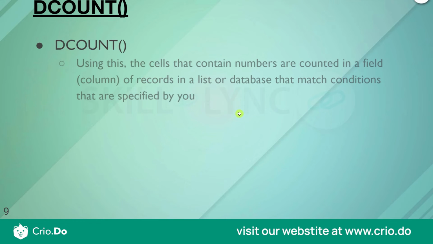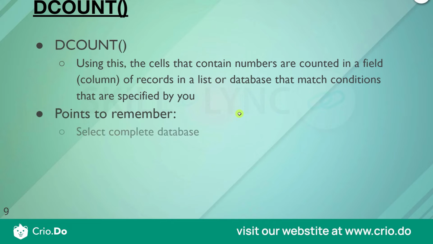It calculates the total count we are passing it to. Using this, the cells containing numbers are counted in the field of records in a list or a database that match the conditions specified by you. Points to remember: select the complete database, and keep the header the same for the criteria. So let's try this function.